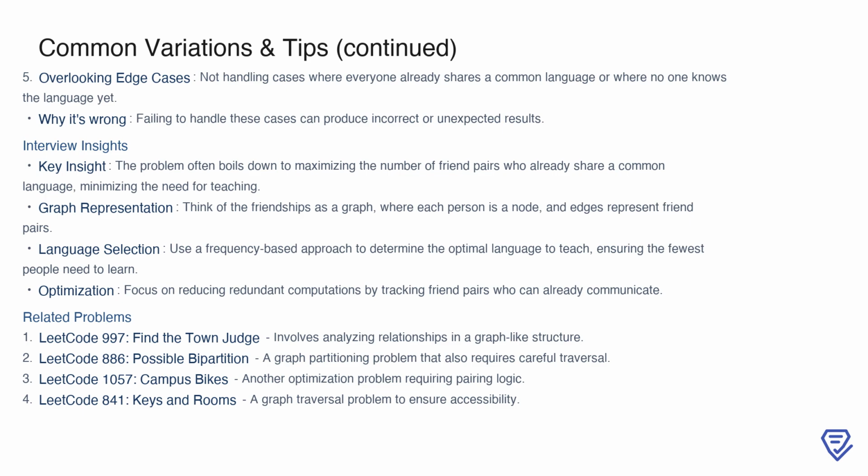For additional practice, you can explore related problems on LeetCode. For instance, problem 997, Find the Town Judge, involves analyzing relationships in a graph, while problem 886, Possible Bipartition, focuses on partitioning graphs. Other relevant problems include 1057, Campus Bikes, which deals with pairing optimization, and 841, Keys in Rooms, which involves graph traversal to ensure access.